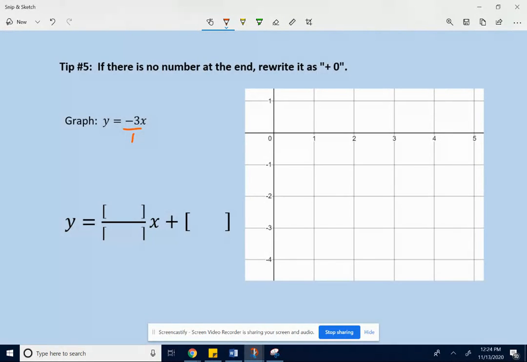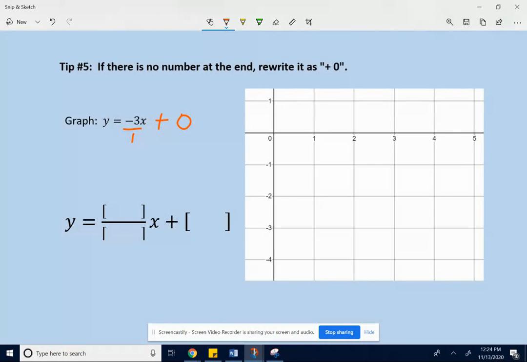But there is no number at the end. So just think about this. If there was a number added to negative 3x, what would it be? What number would be added that really has no value? It would have to be a 0. Adding 0 to something doesn't change it, right?